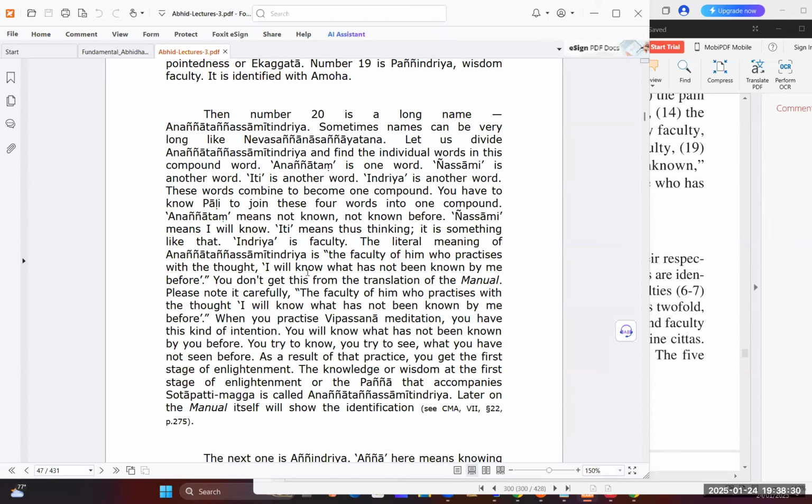You have to know Pali to join these four words into one compound. Anyatam means not known before. Nasami means I will know. Iti means just thinking. Indriya is faculty. The literal meaning of Anyatanya Samiti Indriya is the faculty of him who practices with the thought, I will know what has not been known by me before. You don't get this from the translation of the manual.